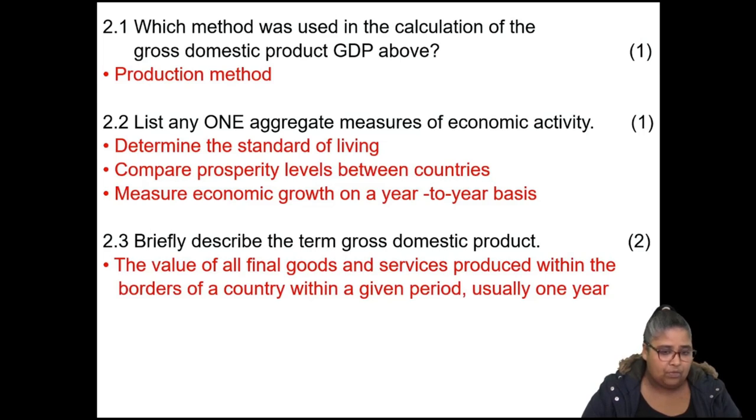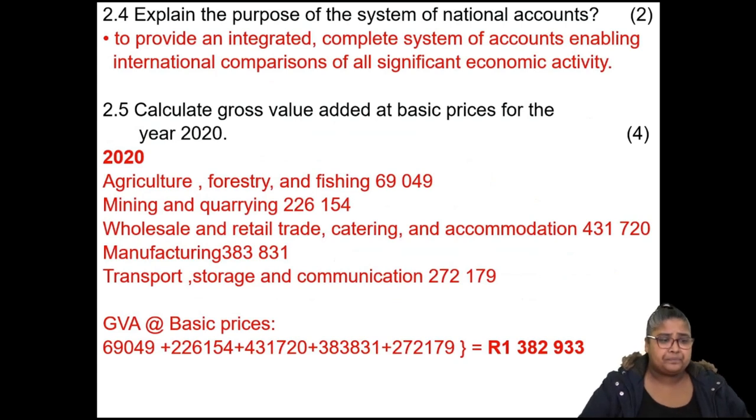So let's move on. So that was the first two mark question. Very straightforward, you just had to give a definition. The next question, explain the purpose of the system of national accounts. So basically, why do we use the SNA, the system of national accounts? The purpose of it is to provide an integrated, complete system of accounts enabling international comparisons of all significant economic activity. You'll find this answer in your textbook, in your core notes, if you have a Mind the Gap study guide as well, under your concepts, definitions. So for 2 marks as well, a full sentence.